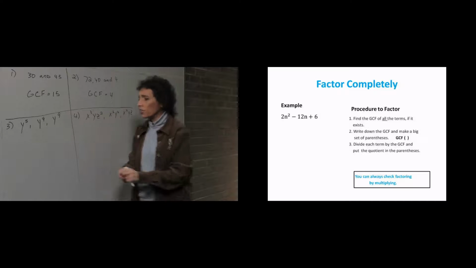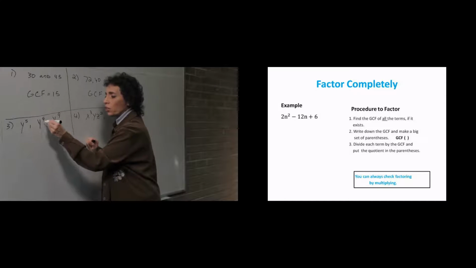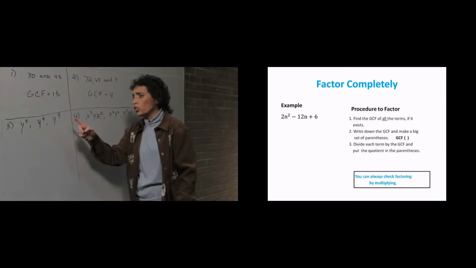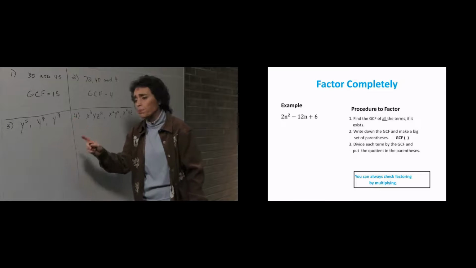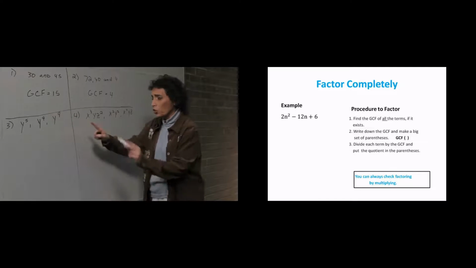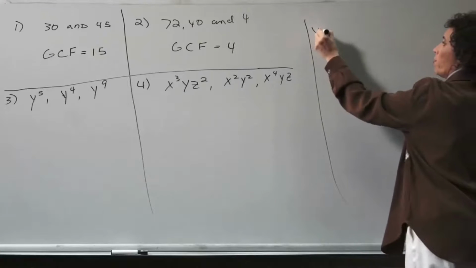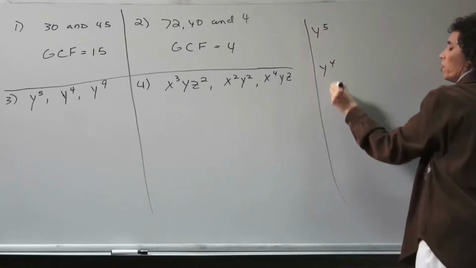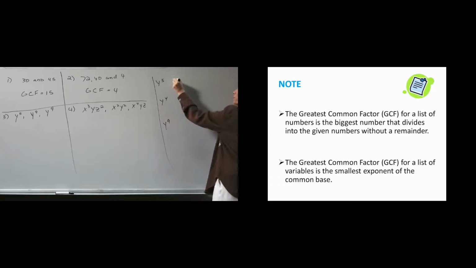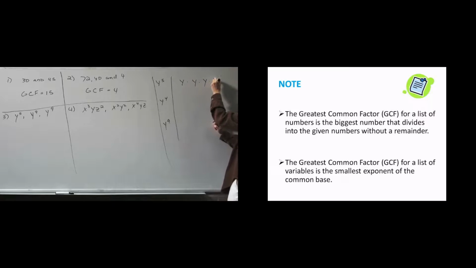For the letters, it's a little different story. It's actually easier. For the letters, you use the smallest exponent of the common base. Here's why. I'm going to show you right here why. Y to 5th, y to 4th, y to 9th. These are factors. I can write them as factors because I attach by multiplication. That's what it means, y to 5th. I'm going to get in trouble for y to 4th. I feel it. Y to 9th.